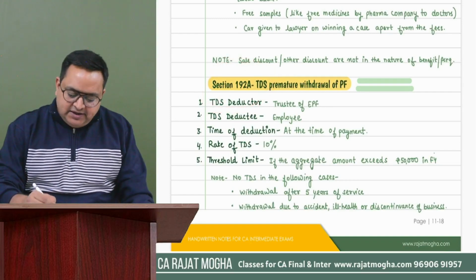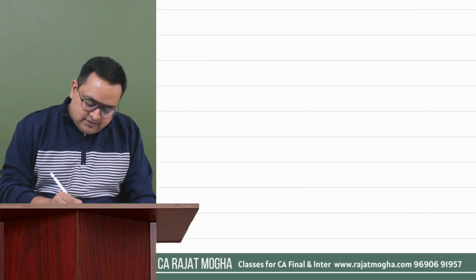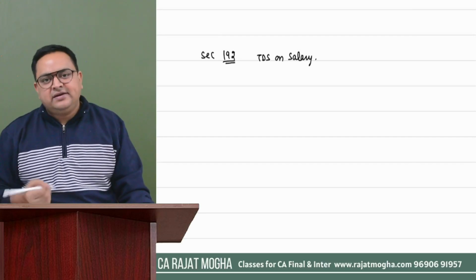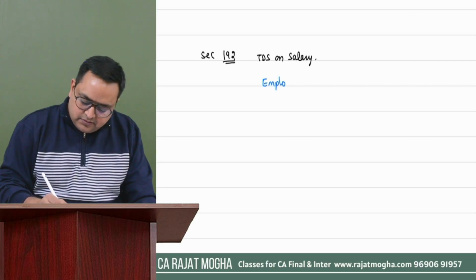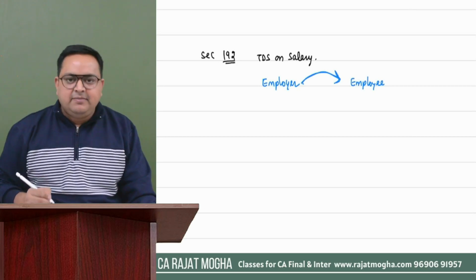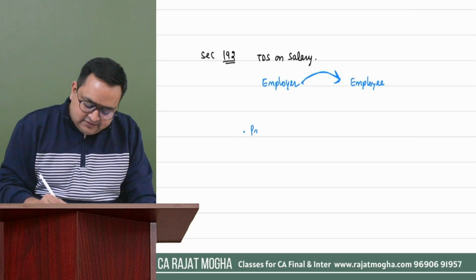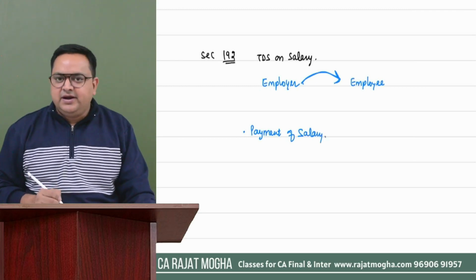Now let me discuss section 192 also, that is TDS on salary. This is again a very easy section. Section 192. This is TDS on salary. Who will deduct TDS on salary? The employer. So let's say there is a person who is an employer and they are giving salary to employee every month. As and when they are making the payment of salary, that is the time of deduction. At the time of payment of salary, we will be deducting TDS, right?